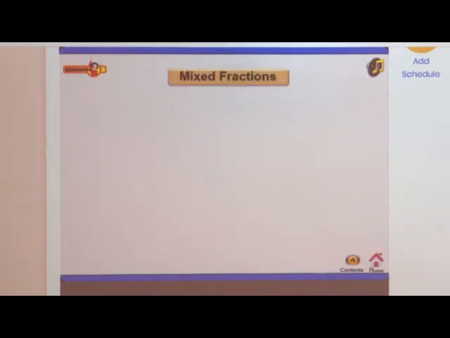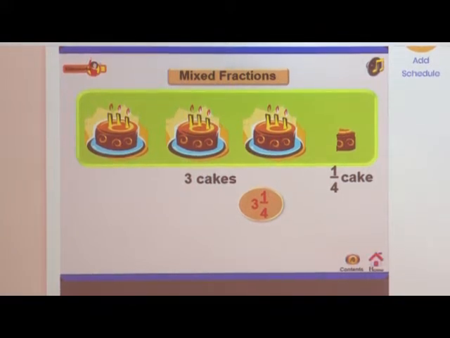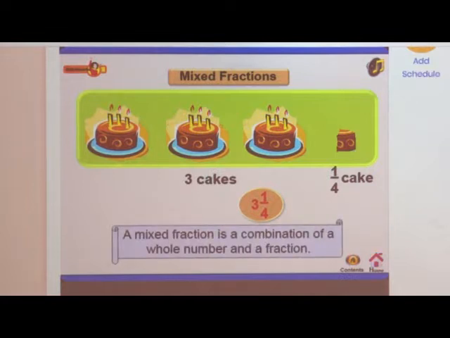Let us recall mixed fractions. Here, we have 3 whole cakes and 1 fraction part, that is 1/4 of the cake. If we combine the whole number 3 and fraction, that is 1 by 4, then the formed fraction is called mixed fraction. Thus, a mixed fraction is a combination of a whole number and a fraction.